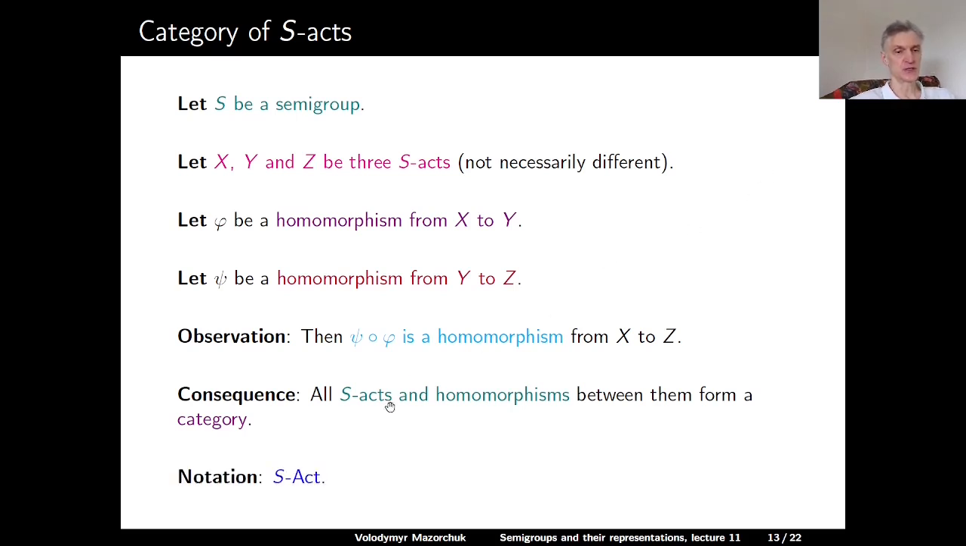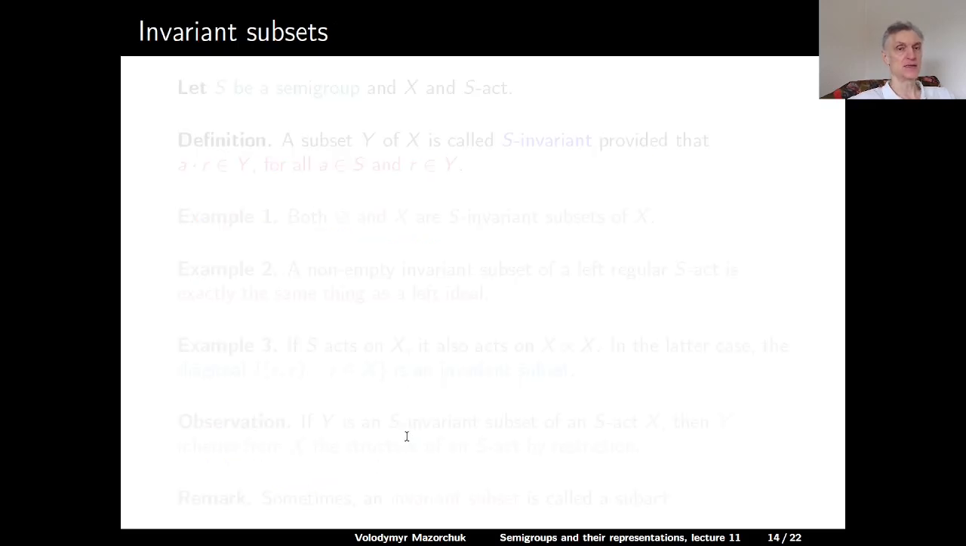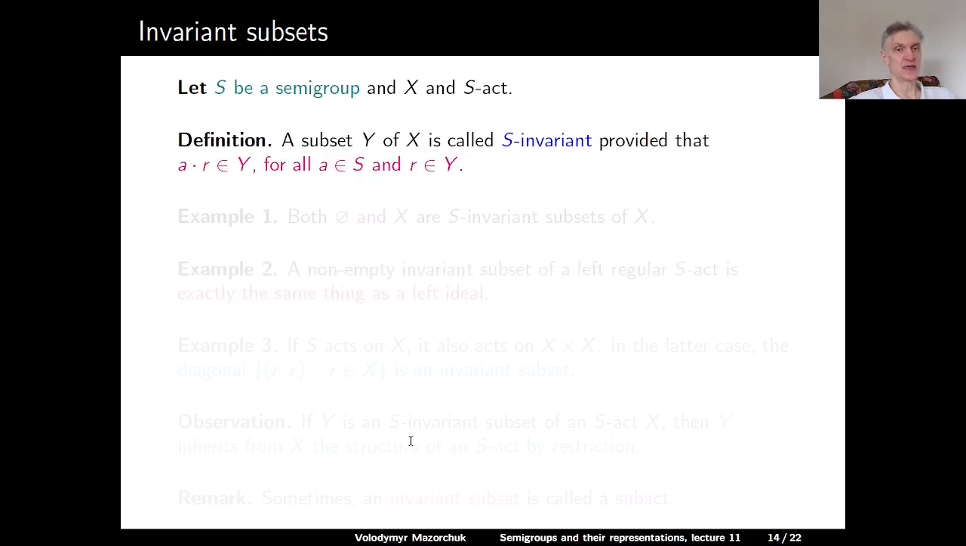And this category is usually denoted by S-Act with capital A. Next, let us talk about invariant subsets in acts. Let S be a semigroup and X an S-act. Definition: a subset Y of X is called S-invariant, provided that a·r belongs to Y for any a in S and r in Y. For example, both the empty set and the whole of X are S-invariant subsets of X.